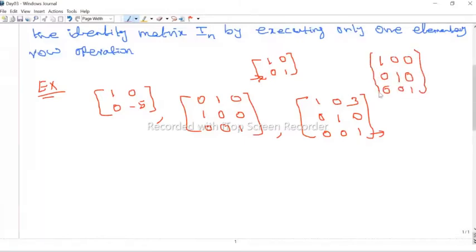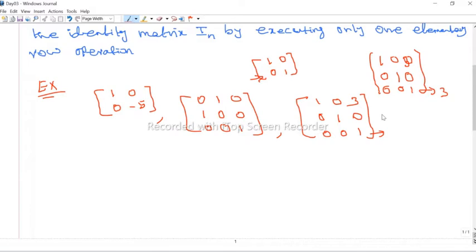Now apply the third kind of elementary row operation. I am multiplying the third row by 3, therefore we get 0 0 3, and then I am adding it to the first row, therefore we get 3 here. So this is an elementary matrix. An elementary matrix is obtained from the identity matrix by executing only one elementary row operation.